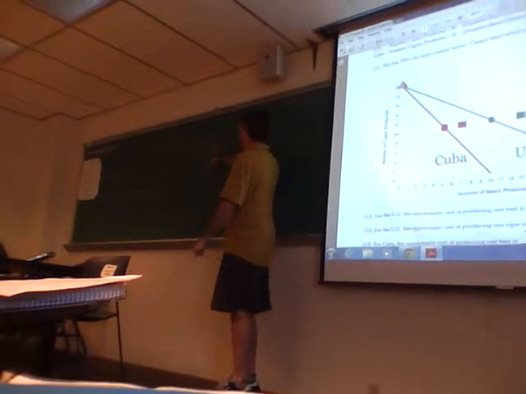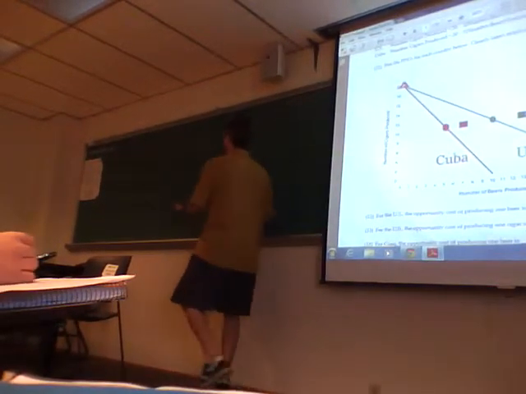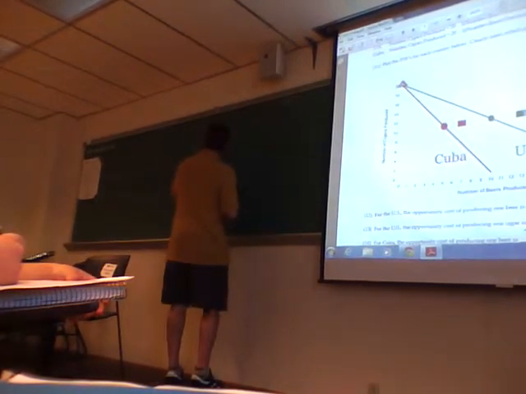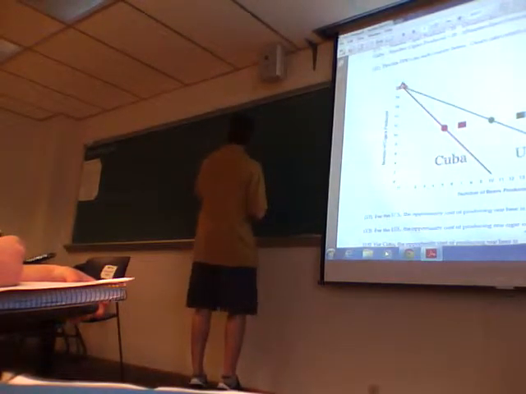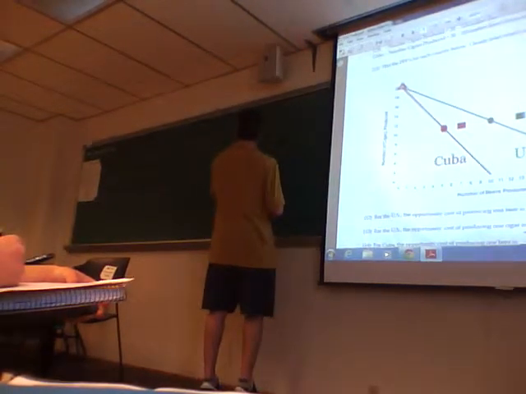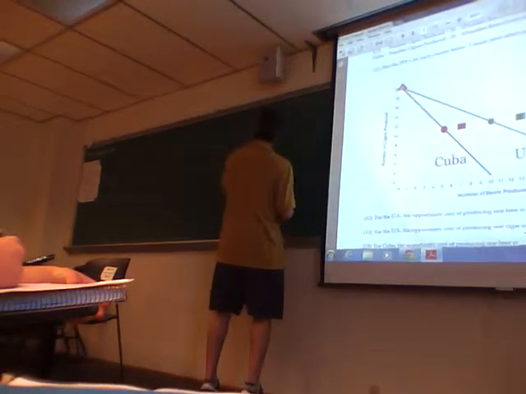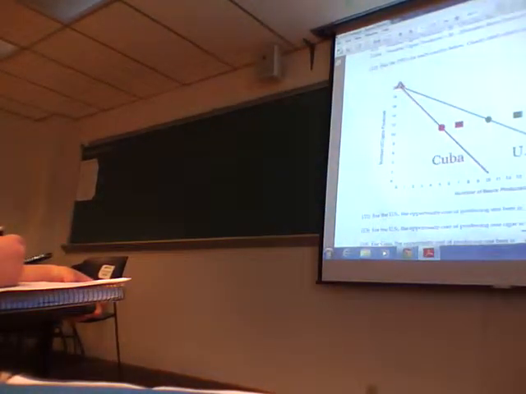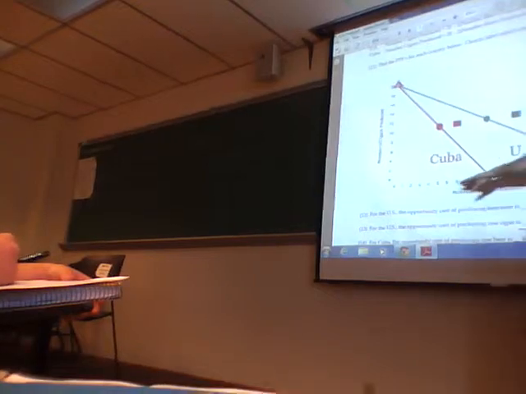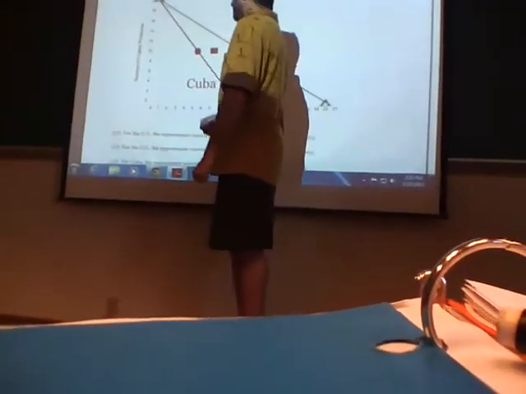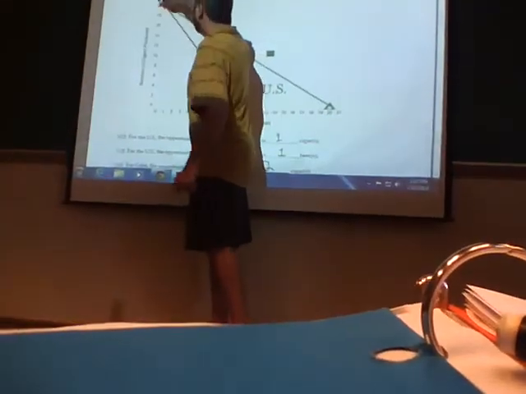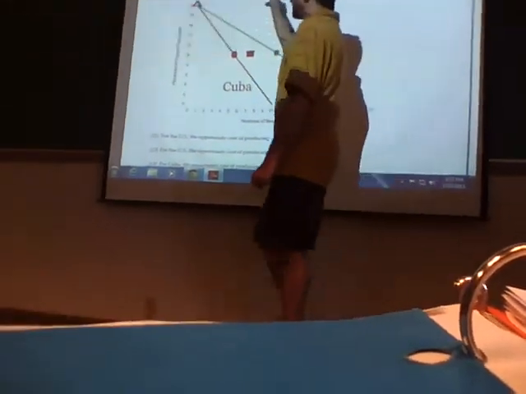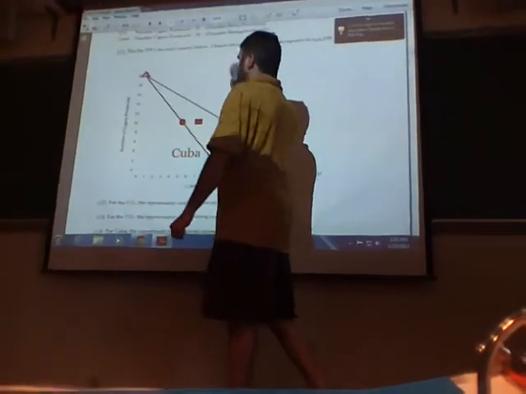Taking the first one, what if beer equals 0? In the formula where you see beer, just make it 0. That means cigar equals 20 minus 2 times 0, which is just 20. So plot that coordinate: where beer is 0 and cigar is 20. That's your first coordinate, and it happens to be the y-intercept for both the U.S. and Cuba.